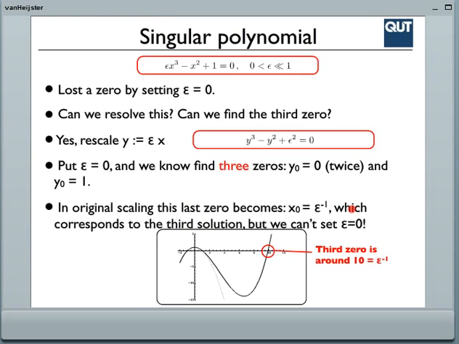Of course, this third zero just didn't disappear, right? So how can we find back our third zero? How can we find this third zero?